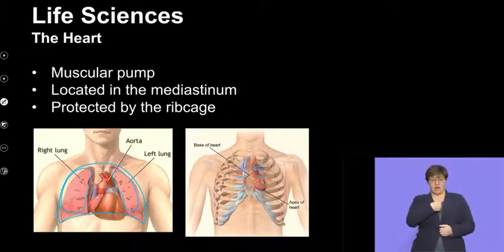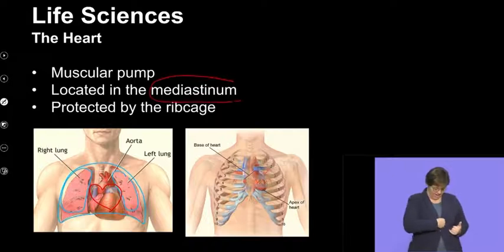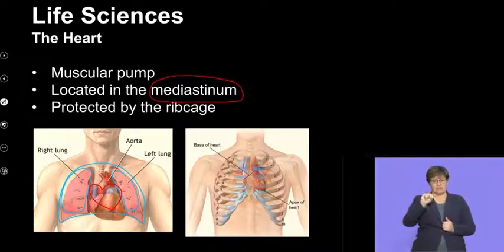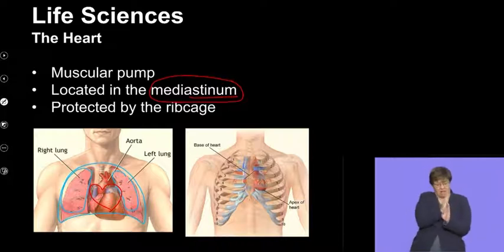Now, that heart fits into a space in between the lungs. That's a new word that you're going to learn, called the mediastinum. Media, just slightly off center. Sternum is another word for the sternum. So it's just slightly to the side of the sternum. Now, where does the sternum come into place?